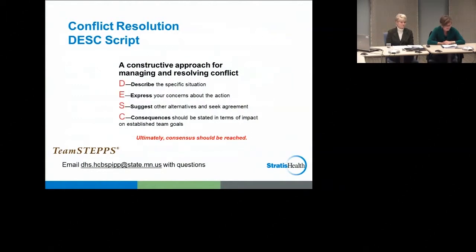And lastly, consequences, to be stated in terms of the impact that they'll have on the team goals, keeping that purpose as the true north. And again, checking yourselves against that purpose in trying to resolve conflict.